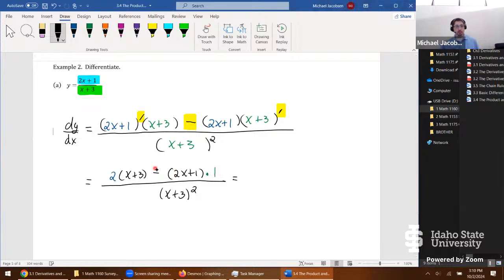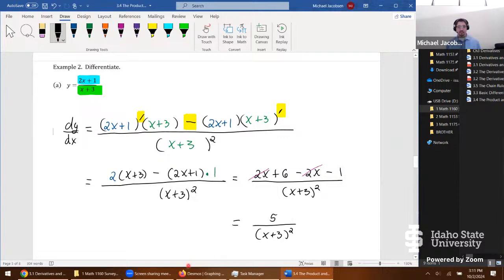So we get our new numerator, 2x+6 minus 2x, minus 1. Divide by (x+3)^2. So now after distributing, we have like terms, 2x and negative 2x. Those two cancel off. The numerator is now just an ordinary 5, which is being divided by (x+3)^2.